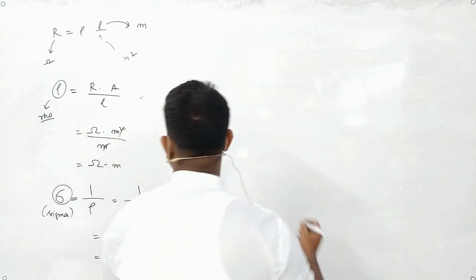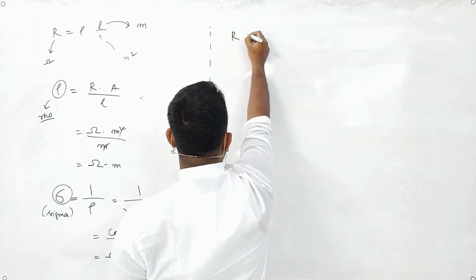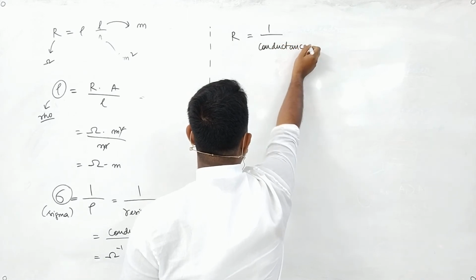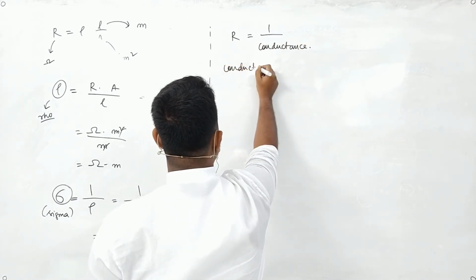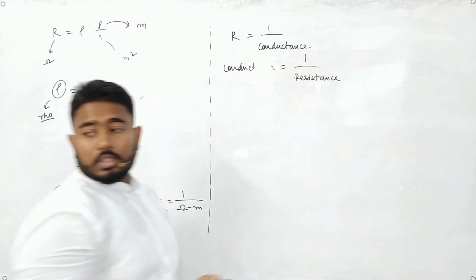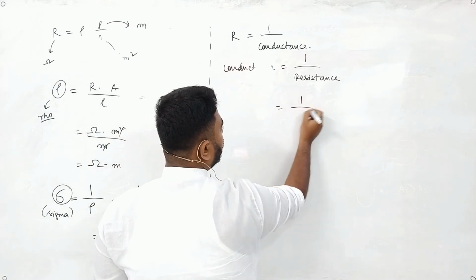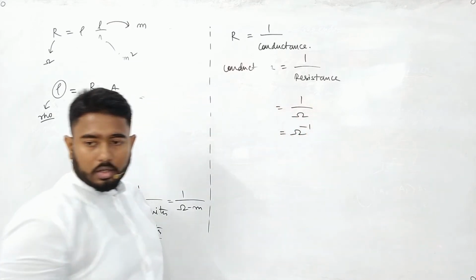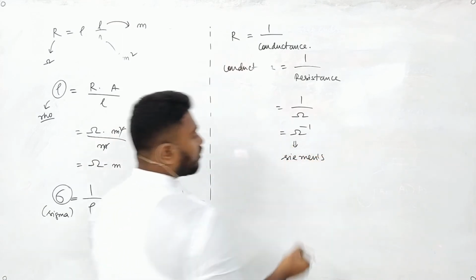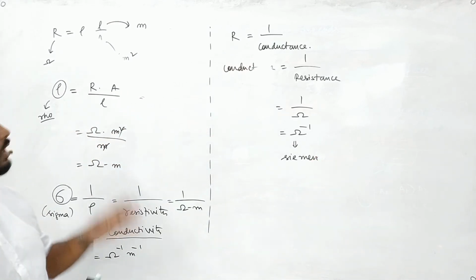Is that clear? Now we also have another thing: conductance equals 1 by resistance. What is the unit of resistance? Ohm. So conductance will be 1 by ohm, or ohm inverse. Ohm inverse in simple words can be written as Siemens. Is that clear? Okay, so we understood this.